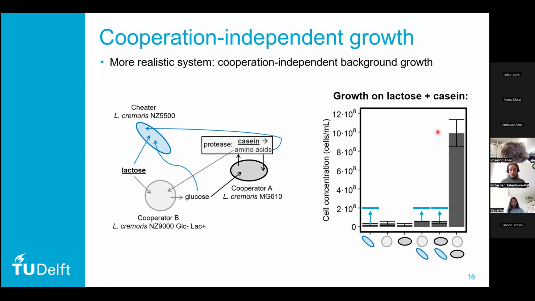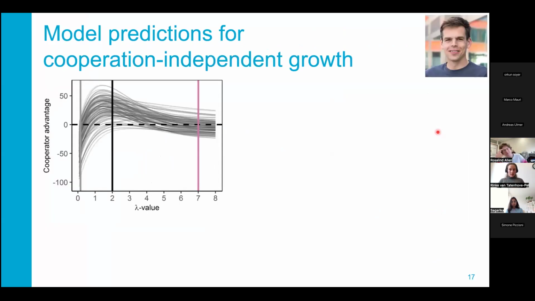Will it still work? Here I worked together with a mathematician also working at the VU at the time, Daan de Groot. And we looked at different lambda values, so at different numbers of cells per droplet, to see what would happen to the cooperators and the cheaters. And what we saw were basically 3 different regimes.